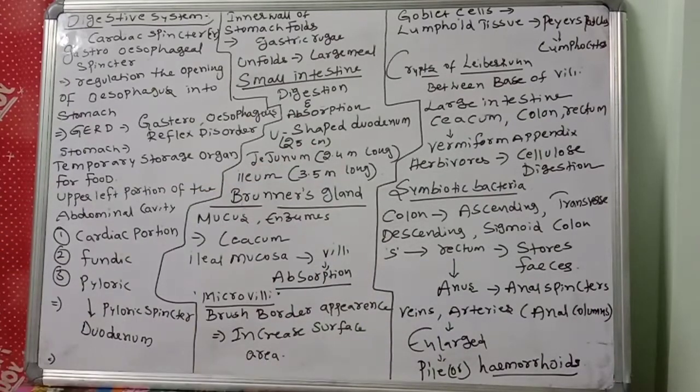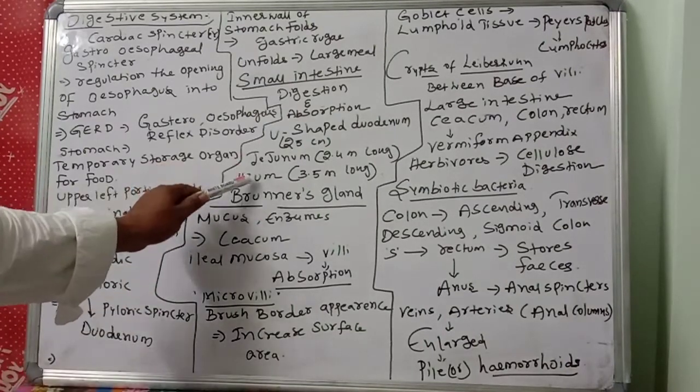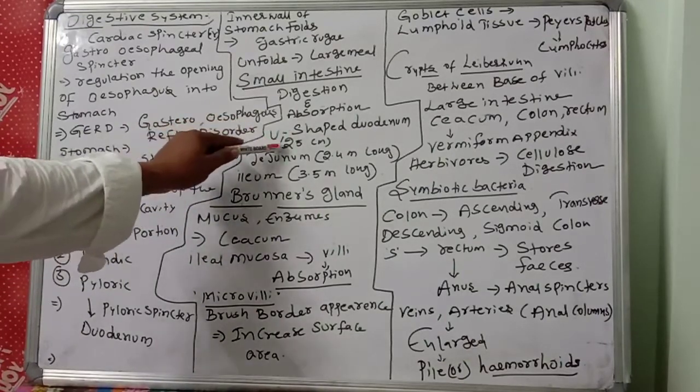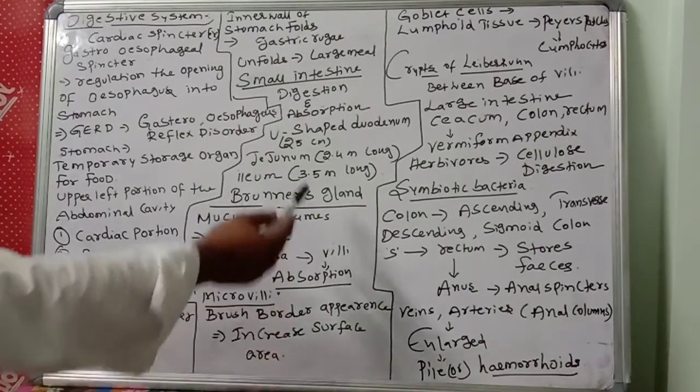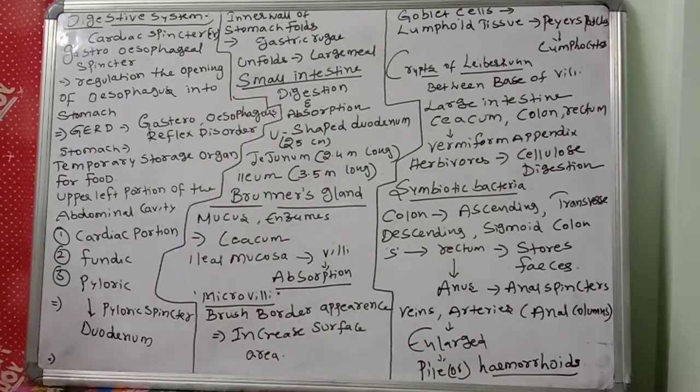Again I am telling you, the small intestine is very useful for digestion and absorption. The small intestine is divided into three parts. What are the three parts? Duodenum 25 centimeters, jejunum 2.4 meters, and ileum 3.5 meters. Here centimeters, here meters, you can consider. These are very important parts.